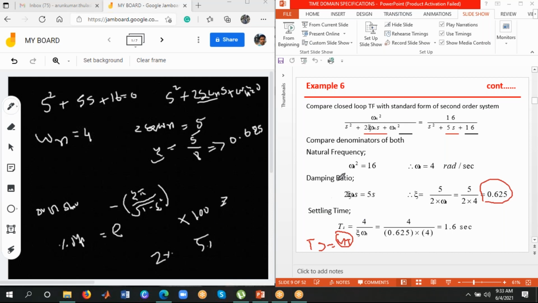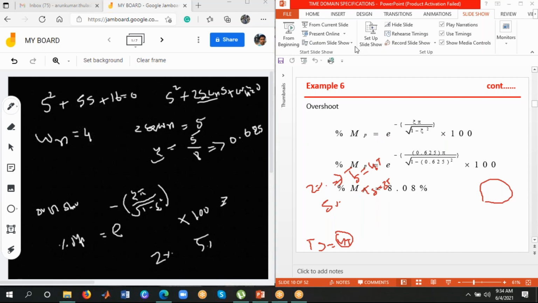So here for 2%, settling time is 4T. For 5%, settling time is 3T. Remember this well, okay? Now we'll see that peak overshoot value.